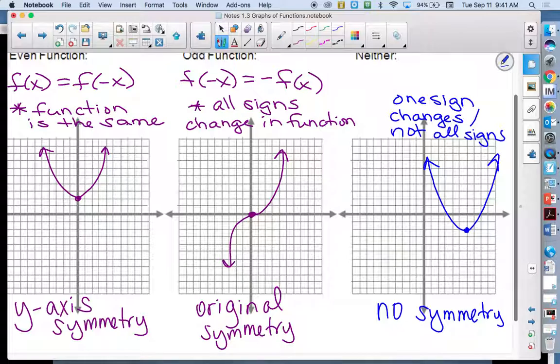So there are really only 2 types of symmetry to say a function is even or odd. It's either y-axis or the origin. If it's not one of them, then it's not even and it's not odd. It's just neither. Questions? So really there are a small group of functions that are even, a small group of functions that are odd. Most of them are neither, because they're not going to have the symmetry about the y-axis or the origin.